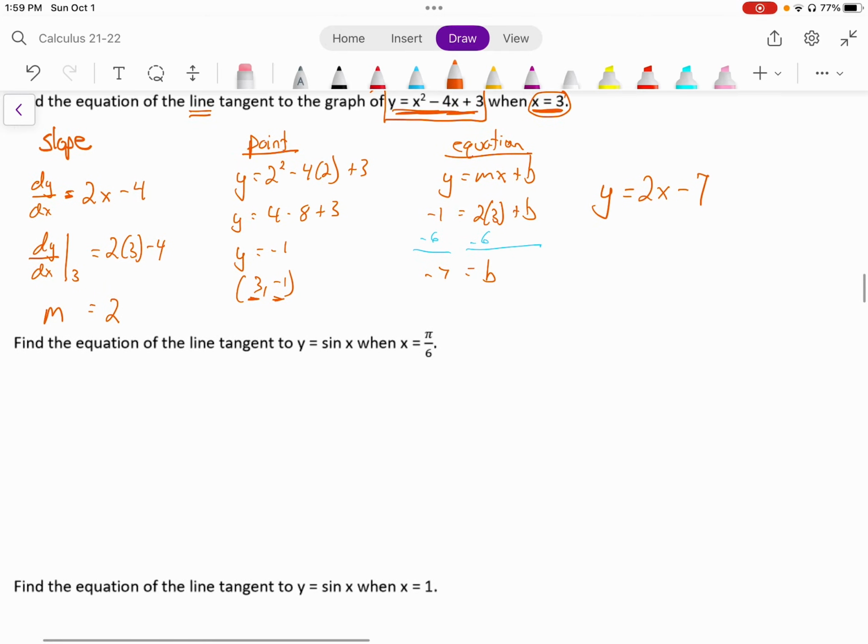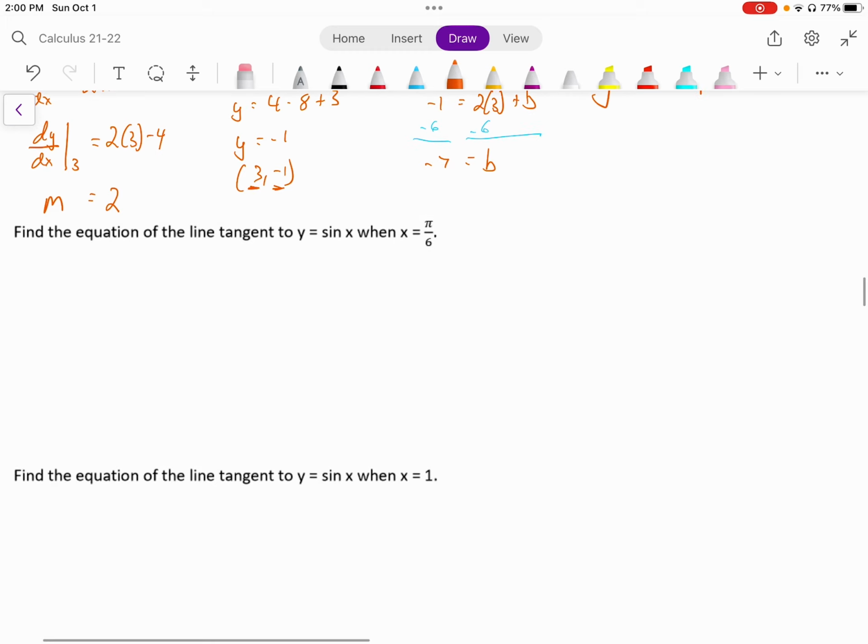Find the equation of the line tangent to y equals sine x when x is pi over 6. Well, in order to find the equation of a line, it's going to be y equals mx plus b, so we're going to need the slope of the line. To find slope, we use the derivative, because that's the slope of the tangent line to a curve at any point on the curve, and we learned that the derivative of sine of x is cosine of x.